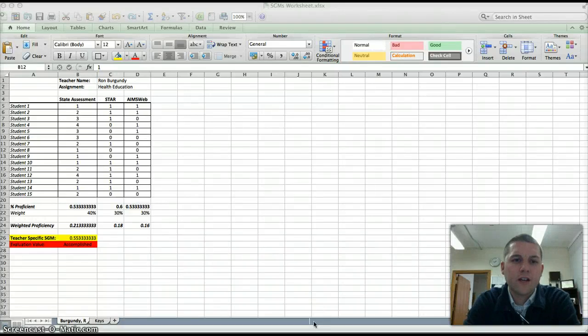Okay, guys, this is a look at the SGMs that we talked about on Friday. Just a little look at how the calculation would work.